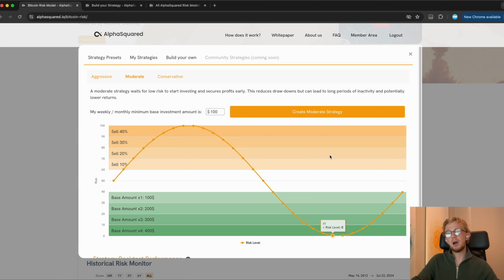So imagine you've been buying Bitcoin for some time and you have accumulated 1 full Bitcoin. If the risk level reaches a selling point in your strategy, you sell a portion of that 1 originally accumulated Bitcoin. So for example, here at a risk level of 60, you would sell 10%, which equals 0.1 Bitcoin. At a risk level of 70, you would sell 20%, which equals 0.2 Bitcoin. At a risk level of 80, you would sell 30%, which equals 0.3 Bitcoin, and so on.